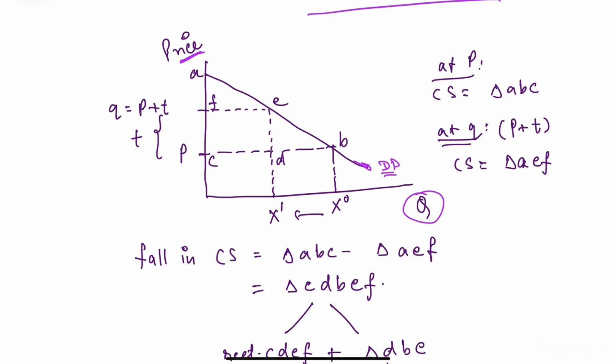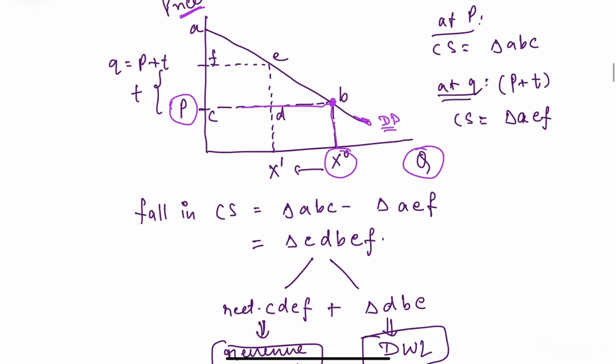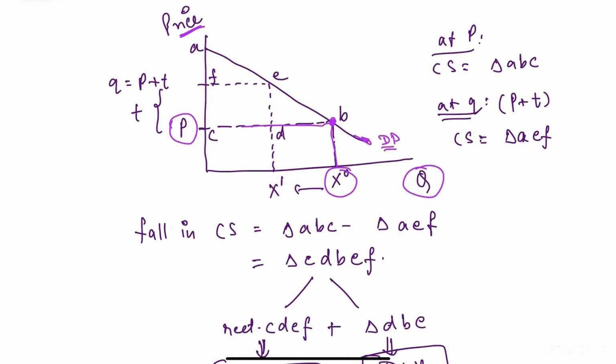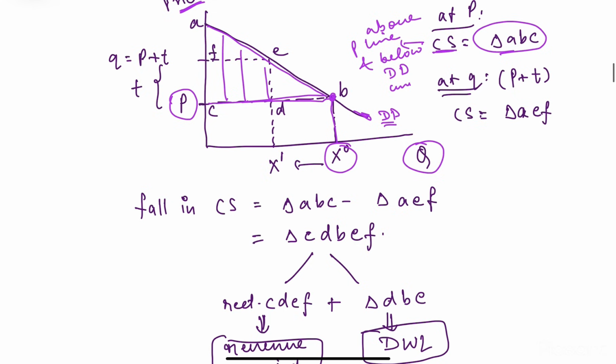So we are saying, let's say our initial price was some P, and at this price we were consuming some x naught amount of good. So what was the consumer surplus in this case when price was P? Consumer surplus is an area above the price line and below the demand curve. Triangle ABC is representing consumer surplus in this case.